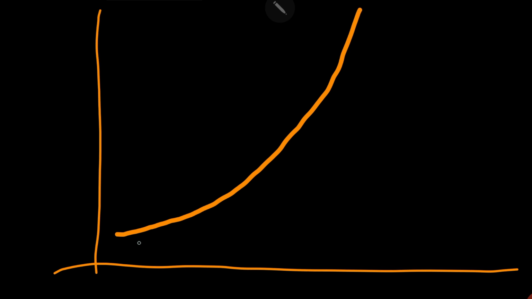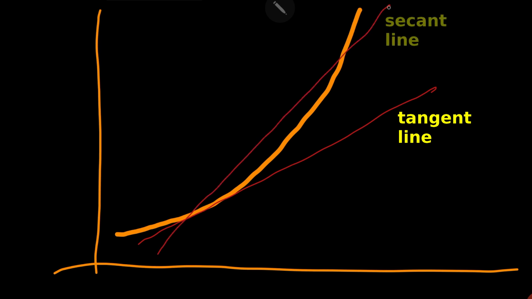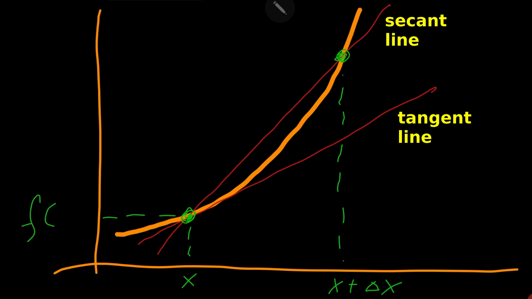So let's start from the geometrical definition of the derivative. This is our function with a tangent line and a second line going through the point of interest x. The second line also crosses our function at the point x plus delta x. Respectively, we will have f at x and f at x plus delta x.